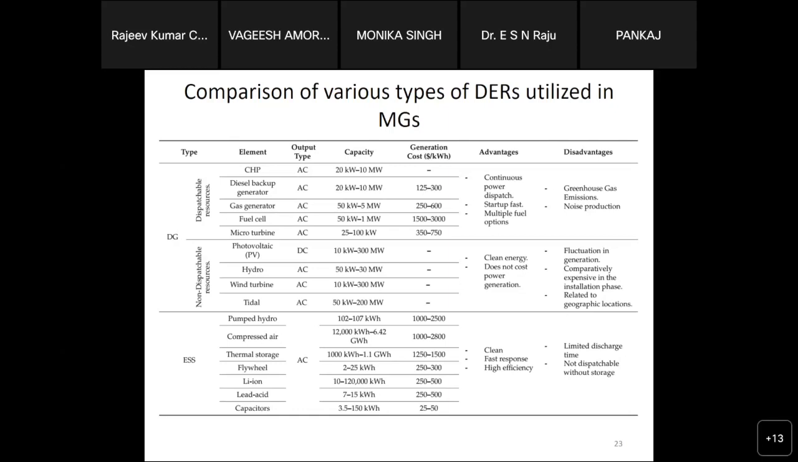However, these have multiple fuel options, and they have greenhouse gas emissions. These are not clean resources. When we see the non-dispatchable or renewable sources, we have clean power generation. But the problem is you will have fluctuations in the power generation, and also these are expensive compared to the dispatchable ones, since these are all related to geographic locations.